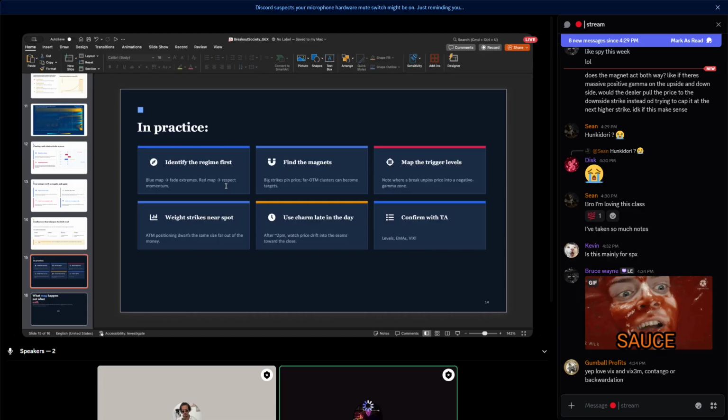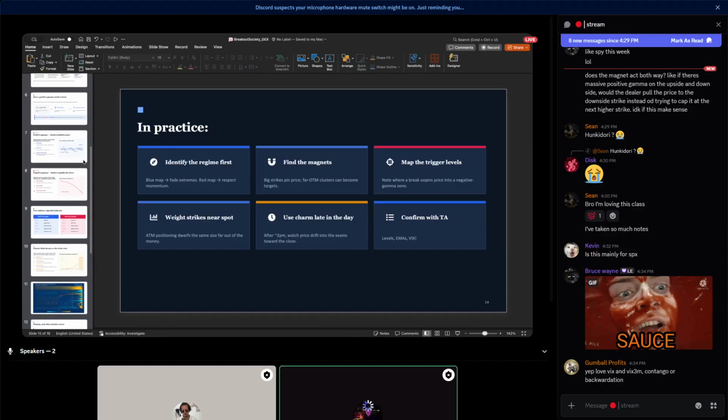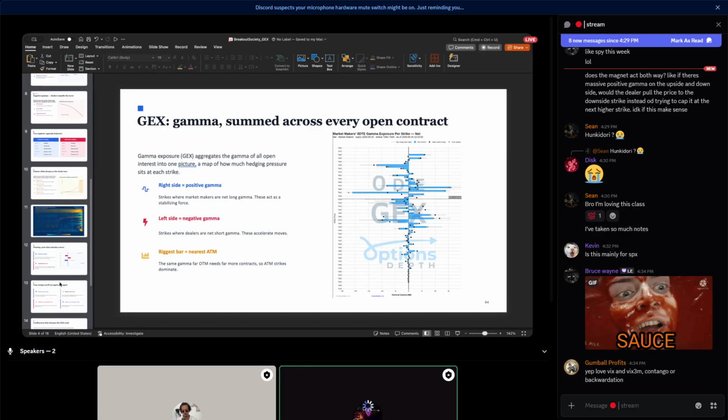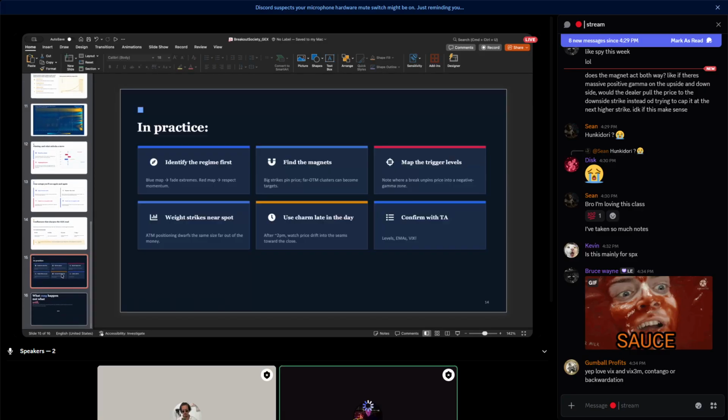Map your gamma flip levels. These are the most important levels throughout the day. Look for these gaps. Look for where net gamma is turning from long to short and vice versa. Those are going to be where your big moves happen.